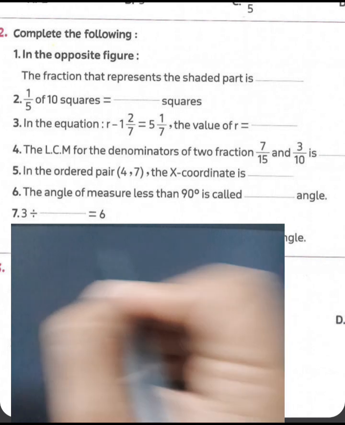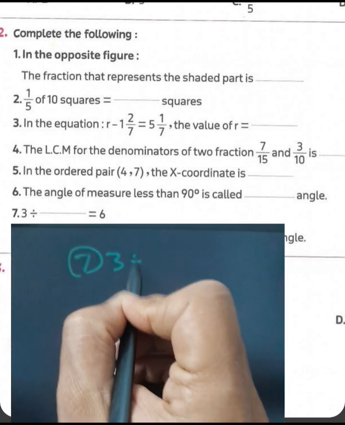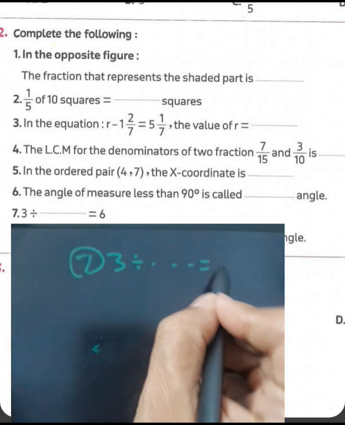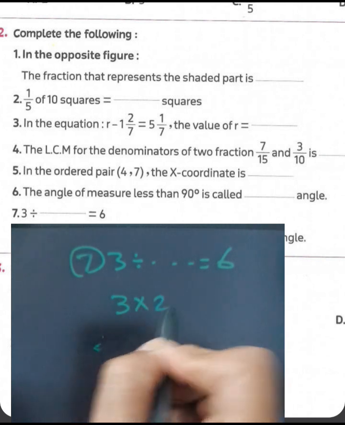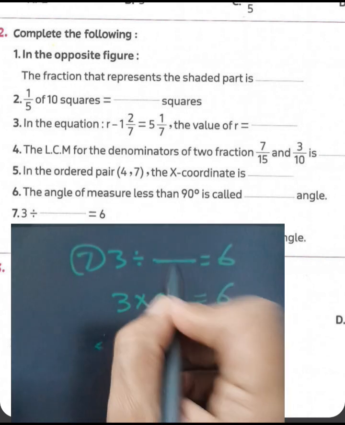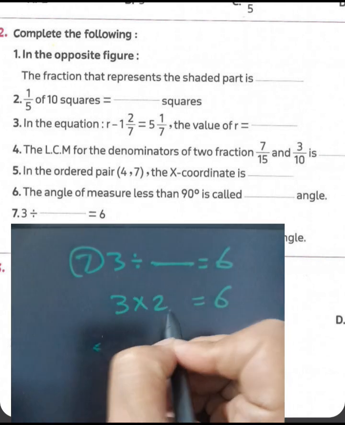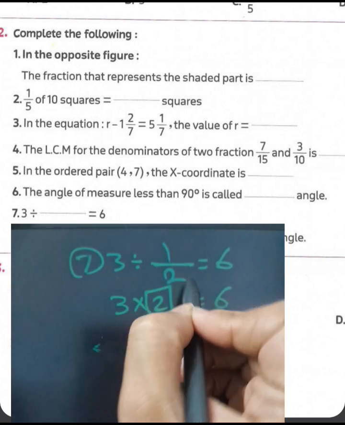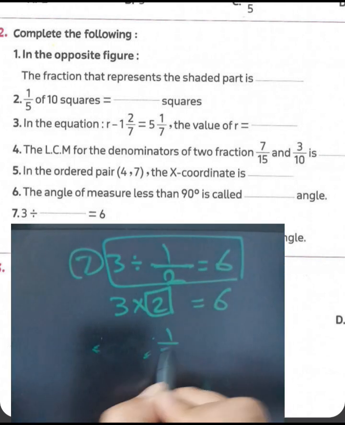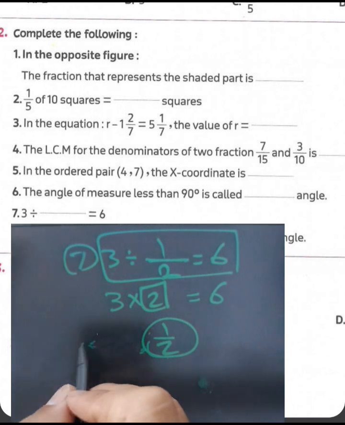Question number 7. 3 divided by what equals 6? We know 3 multiplied by 2 equals 6. Then we must convert from multiplication to division. Write the reciprocal of 2, it will be 1 over 2. Then the result will be 1 over 2. Write 1 over 2 in the space.